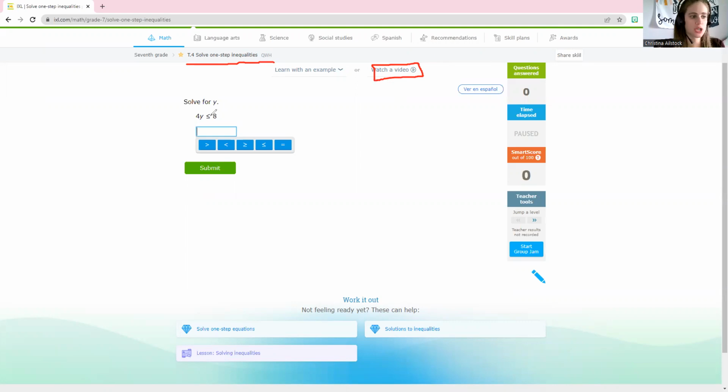With our first question here, we are being asked to solve for y, and our inequality is 4y is less than or equal to 8. So we need to solve this inequality. We need to get y by itself. So first, we need to see what's in the way of y being by itself. Well, it's that pesky little 4. The way that we get rid of that 4 is by inverse operations. So we need to do the opposite.